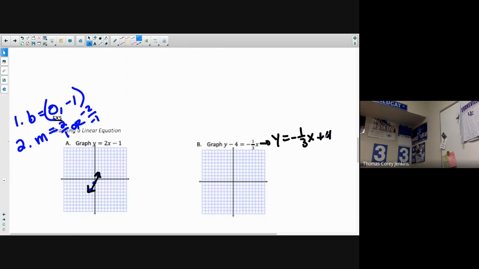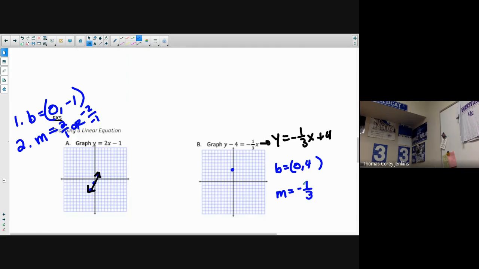Now we can identify that B is 4. So that's a good reminder. If we don't do that, we might think B is -4. B is actually +4. Let's do (0, 4). And then my slope is -1/3. Just look at the coefficient of x to figure that out.